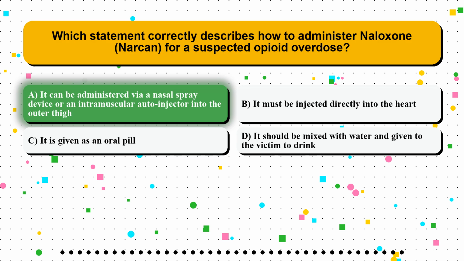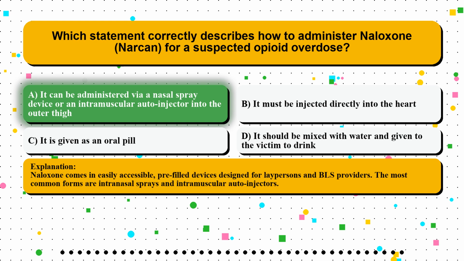The correct answer is option A. It can be administered via a nasal spray device or an intramuscular autoinjector into the outer thigh. Naloxone comes in easily accessible, pre-filled devices designed for laypersons and BLS providers. The most common forms are intranasal sprays and intramuscular autoinjectors.